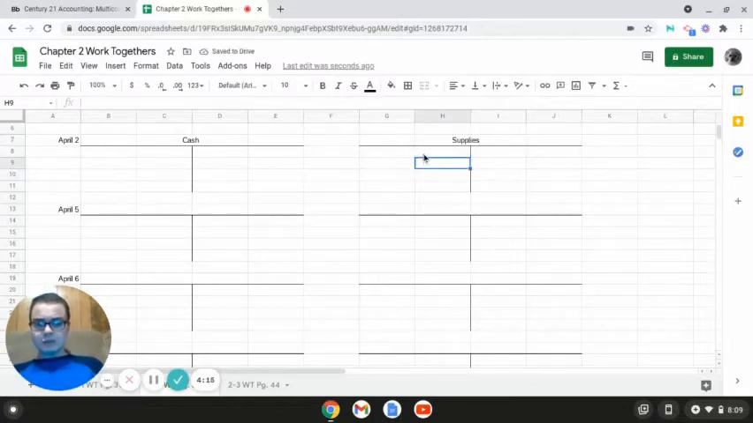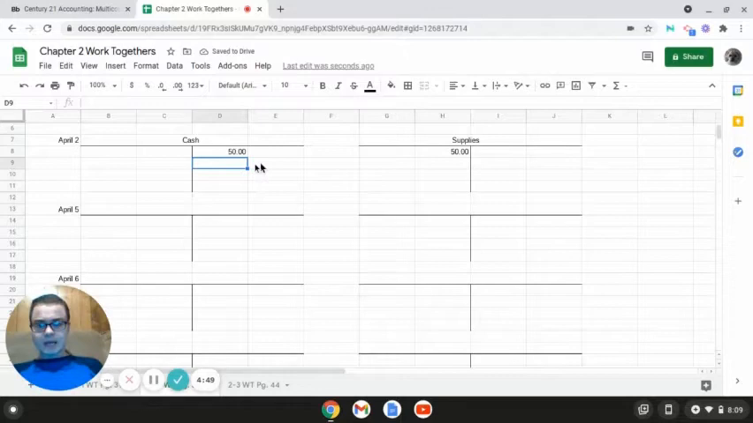The next thing that we have to do is determine what account gets debited and what account gets credited. So the transaction read that we paid cash for supplies and the amount was $50. So anytime that we pay cash for something, that means that our cash account is going down or being decreased. So for this transaction, what we're going to do is first we're going to debit $50 for supplies, and then we're going to credit cash for the same amount, which is $50.